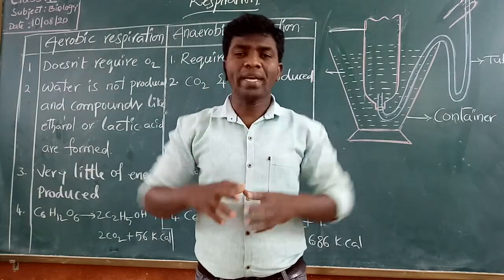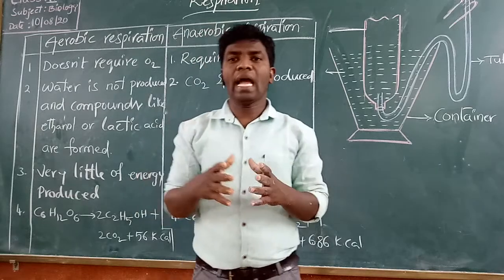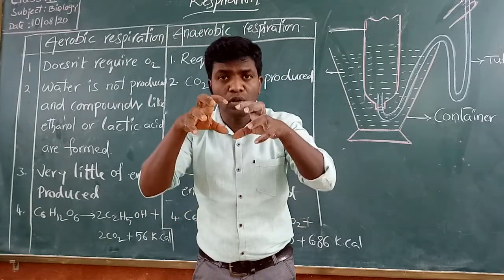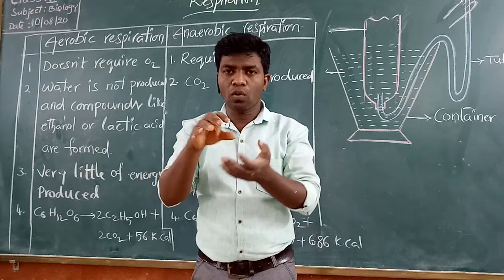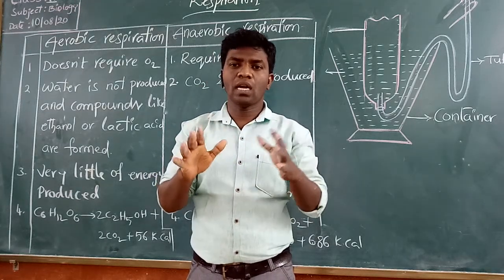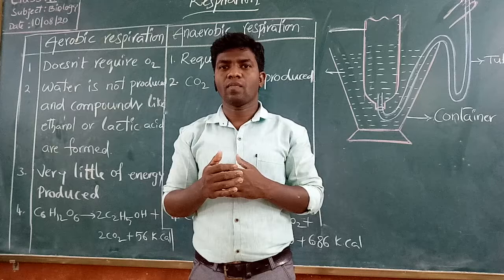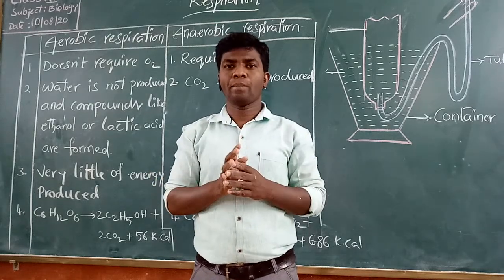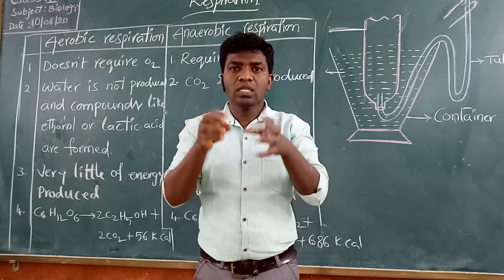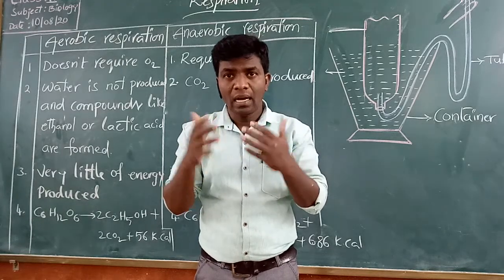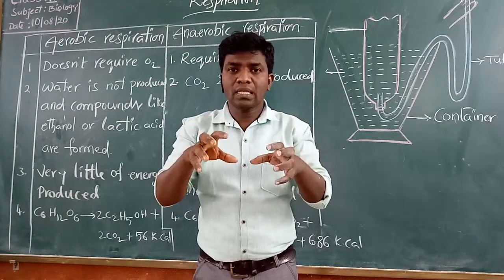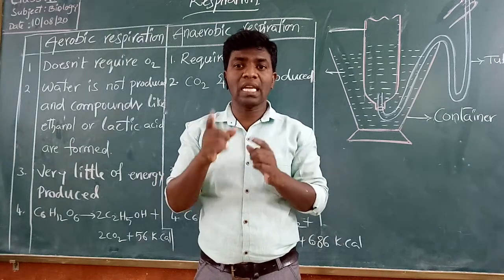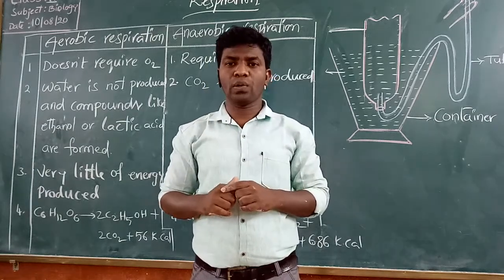In aerobic respiration, in most higher animals, oxidation of food takes place in the presence of oxygen. This is called aerobic respiration. In this process, glucose is completely oxidized to form carbon dioxide and water. In aerobic respiration, nearly 38 ATP molecules are released from each glucose molecule.